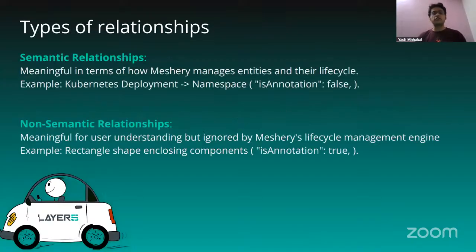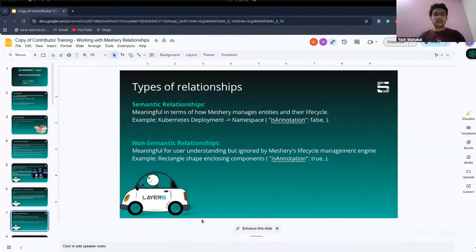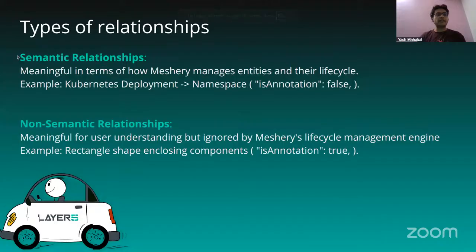Now, moving forward with some of the practical things about relationships, since we are going to work with relationships today, and this is the topic we are here for. I would like to show the actual code base for that, or maybe we can go with some of the theoretical concepts first, and go to the code later. As you can see on my screen, there are some types of relationships, for example, semantic relationships and non-semantic relationships.